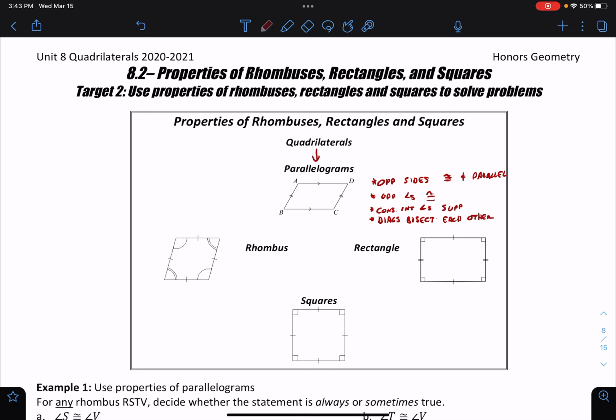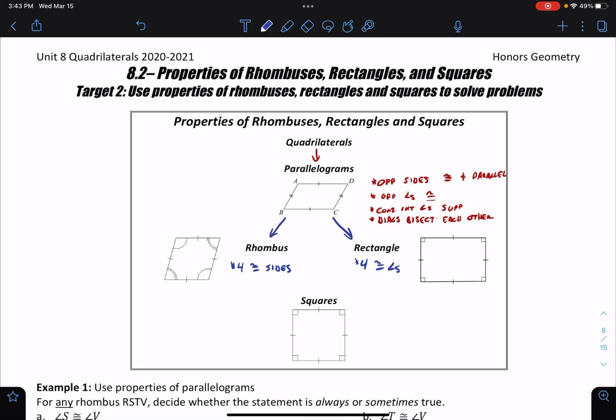Okay, now the parallelogram has a couple kids. Parallelogram has a rhombus and a rectangle. Okay, the rhombus, a new trait for a rhombus is that it has four congruent sides. All the sides are going to be congruent in a rhombus, whereas in a rectangle, it has four congruent angles. Notice that all the angles, you know this, all the angles of a rectangle are 90 degrees.